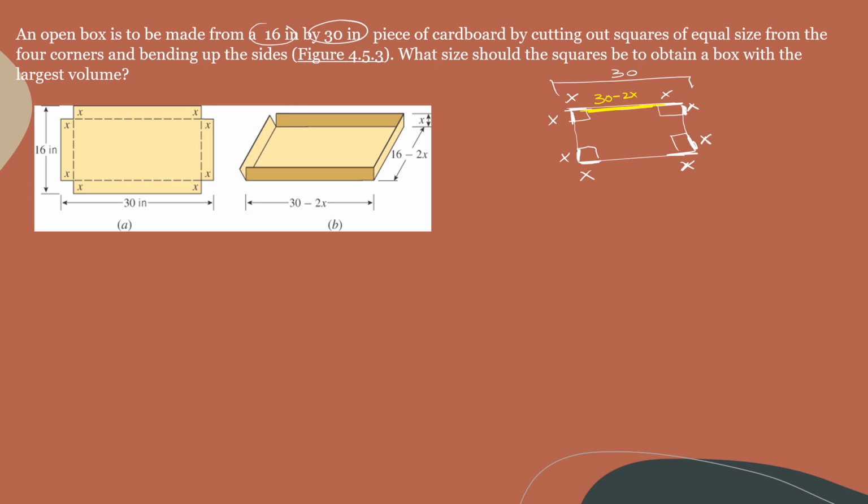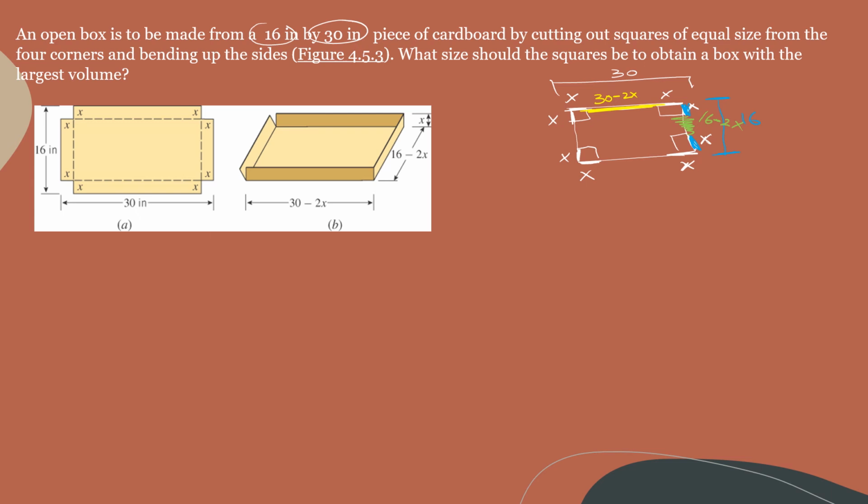Similarly, from here till here the width of the cardboard is 16 inches. Now if you cut x from this side and x from this side, what do you think the remaining part would be? Of course, this part would be 16 minus 2x. So that's all. Now they are asking you to find the largest volume.